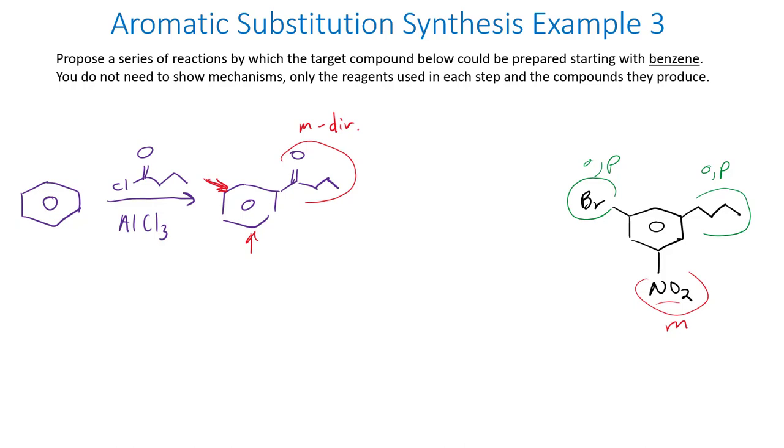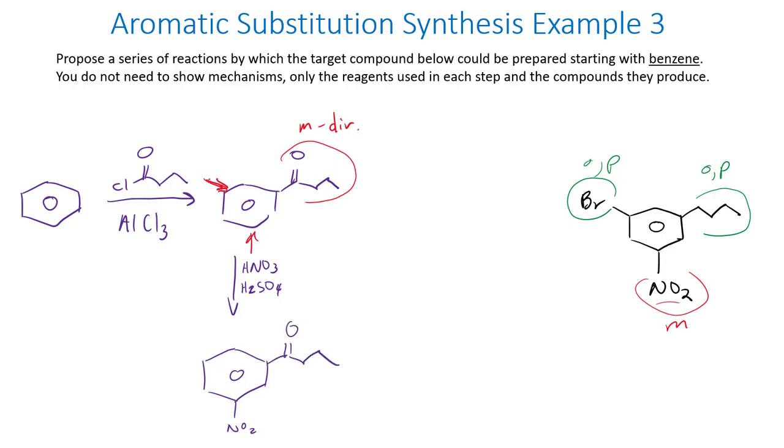Now if we put the bromine on next, it's going to then direct the nitro ortho or para to it, and we don't want to do that. So the best option to do next would be to nitrate. So we use nitric acid and sulfuric acid. That gets our nitro group meta to the ketone.